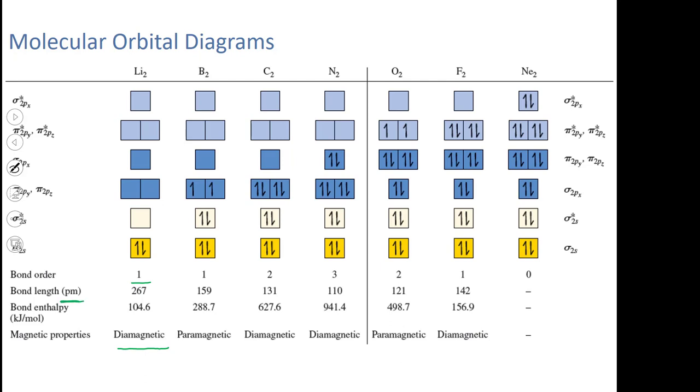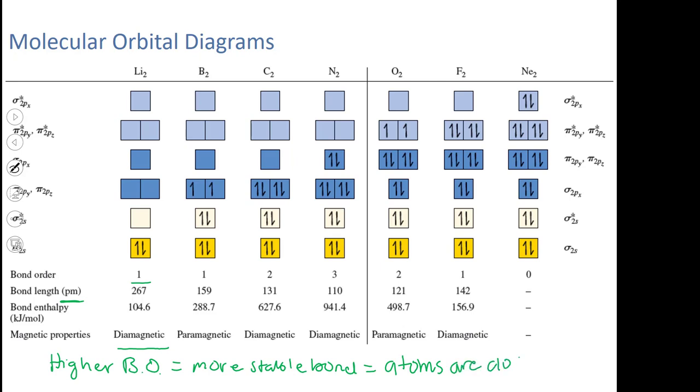Why do we care about bond length, and what does that have to do with this? We already said that the higher the bond order, BO, bond order, equals more stable bond. If the bond is more stable, do you think that the atoms are closer or farther apart? Closer, good. Atoms are closer, which means the bond length is what? Shorter, good. Bond length is shorter.